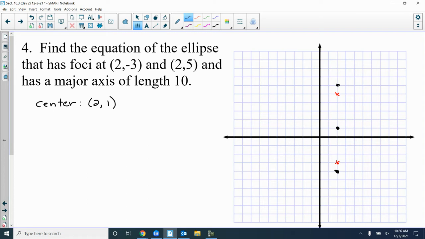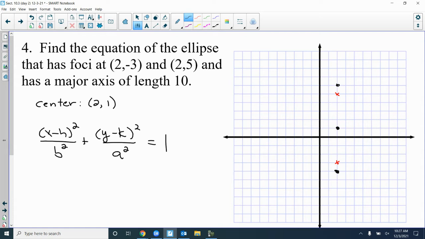All right, what's the equation going to look like, or what do we know at this point? It's vertical. I'm just going to give you the general form: (x minus h) squared over b squared, plus (y minus k) squared over a squared, equals 1. Where's the a squared going to go? What'd you say, Jordan? Under the y, because it's vertical, so that's got to be the bigger one. And then the b squared goes here.